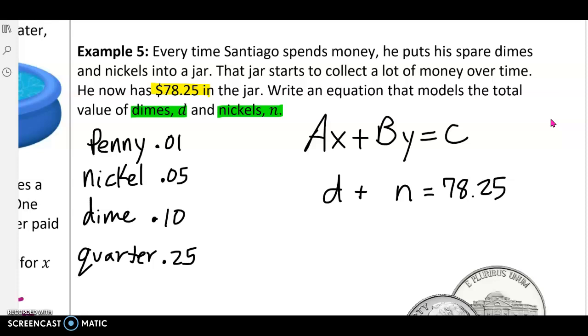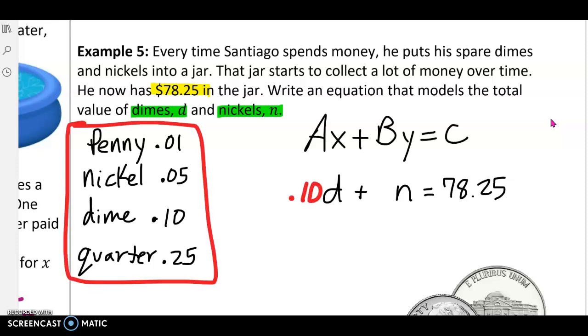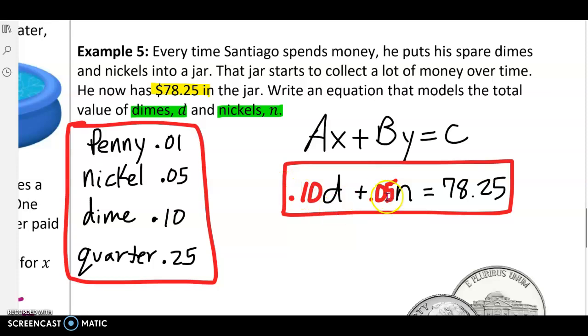Okay, dimes, and then you can see I made a little chart over here for you in case you've forgotten. Dimes are worth 10 cents. So it's 10 cents per dime. So the a value in the equation is 10 cents. And a nickel is 5 cents, so 0.05. So that is our equation. 10 cents per dime plus 5 cents per nickel equals a total of $78.25 in their jar. So if you ever come across money, you need to put how much that money is worth. It is important to know that.